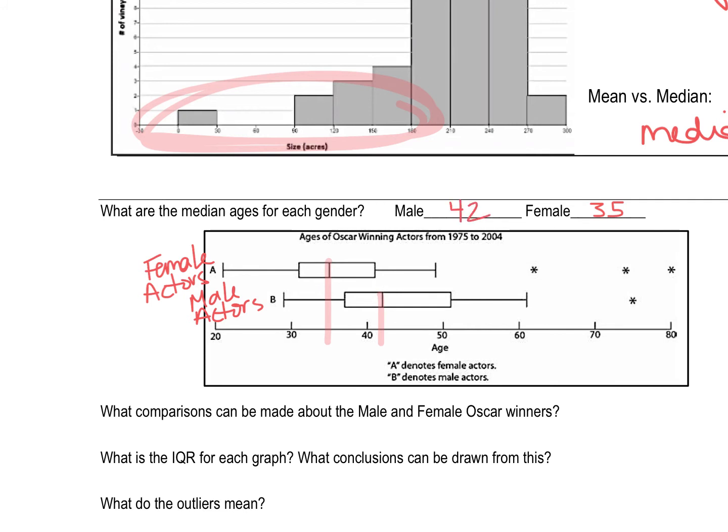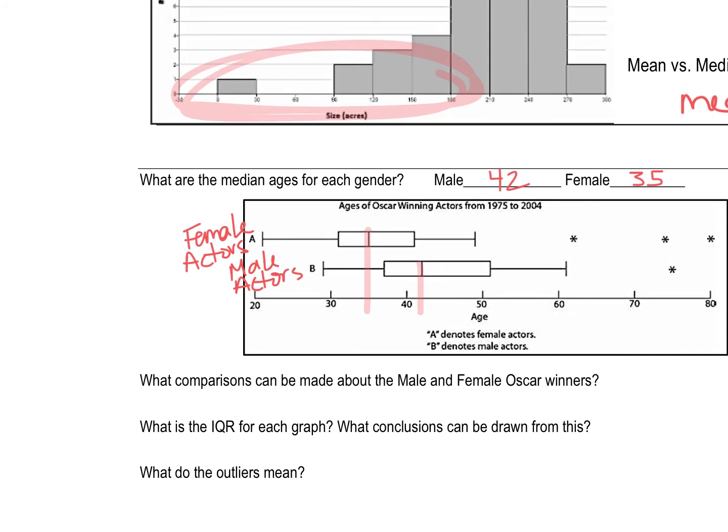Okay. What comparisons can be made about the male and female Oscar winners? Now, this is very subjective at this point because there's many sentences you can say, and a lot of them are going to be right. So I'm just going to say the following sentence. I'm going to say that male or men Oscar winners tend to be older, because the median, do you see the median is 42 versus 35? I could also say, reverse that and say, female Oscar winners tend to be younger at 35. So either one will work. So let's do the one about men.